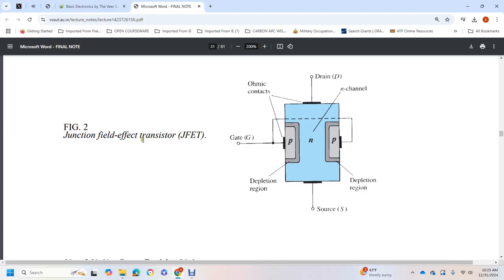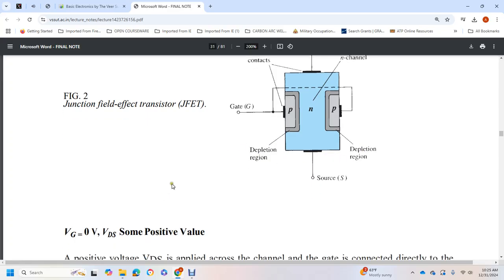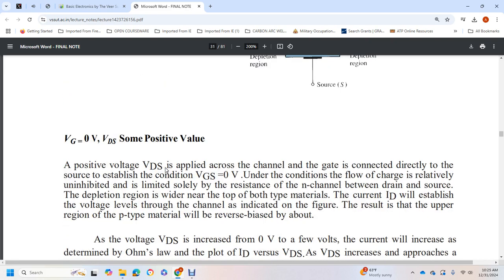Figure 2 shows the junction field effect transistor: the p and n regions and the n-channel, with ohmic contacts, your source, the gate, the depletion regions of the p and n material, and that is your junction field effect transistor. Alright, VGS equals 0 volts, with voltage VDS applied.